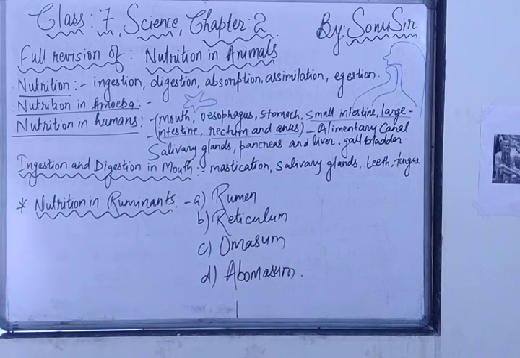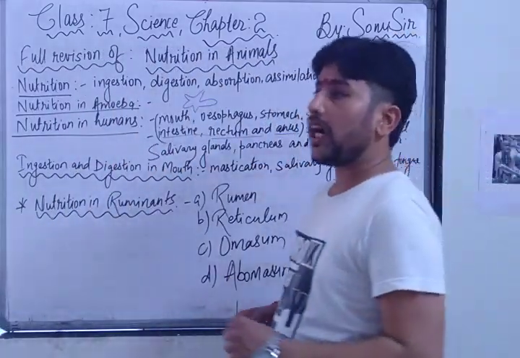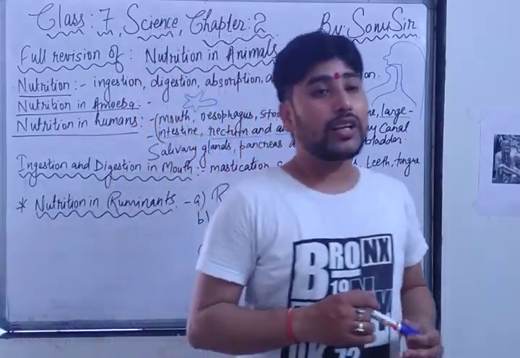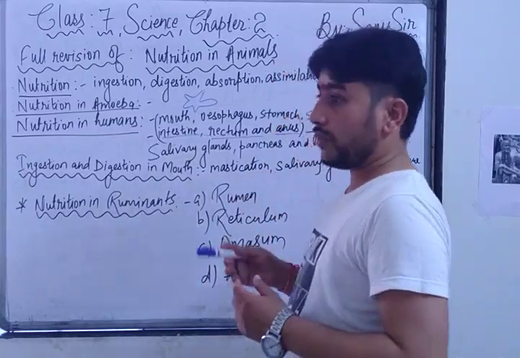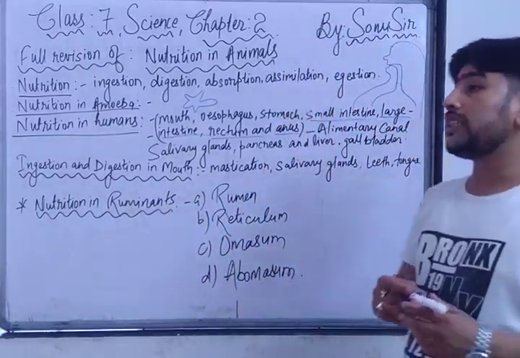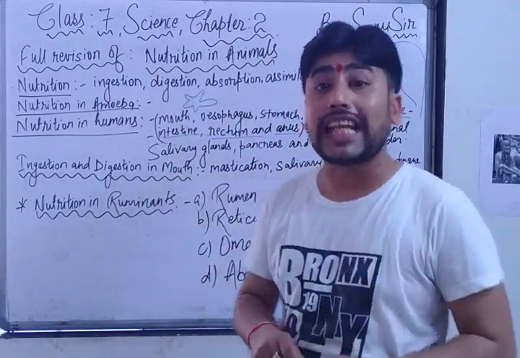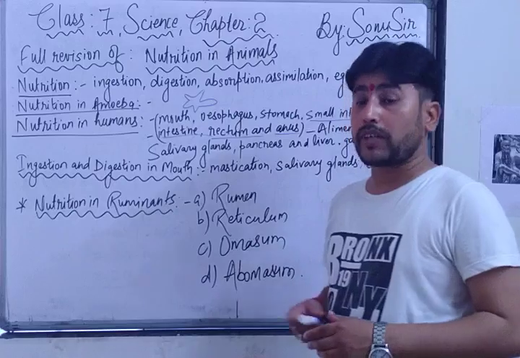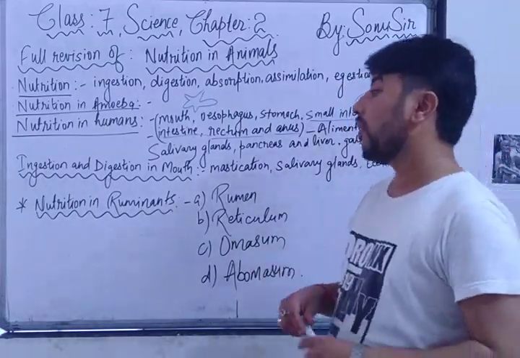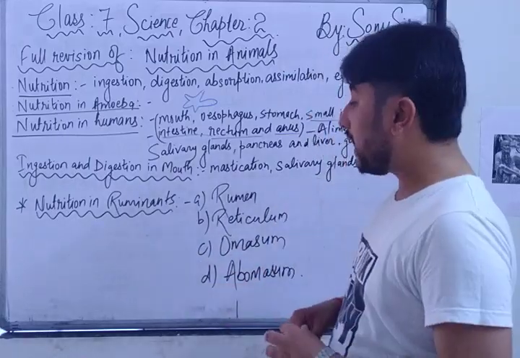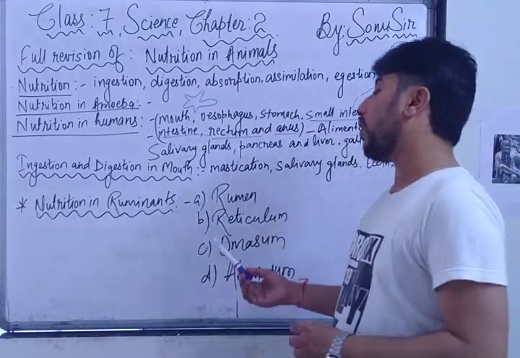Now, nutrition in ruminants. What do you mean by ruminants? Ruminants means herbivorous animals. Why are they called ruminants, do you know? See, we are also eating green vegetables, but we are not ruminants. Ruminants have the property to eat green plants. Green plants have cellulose, and cellulose is a type of carbohydrate, as I informed you in the first chapter. Only herbivorous animals have the property of breaking down cellulose. That's why they are called ruminants.